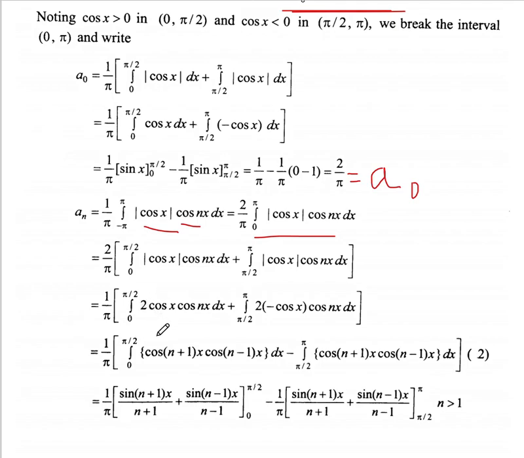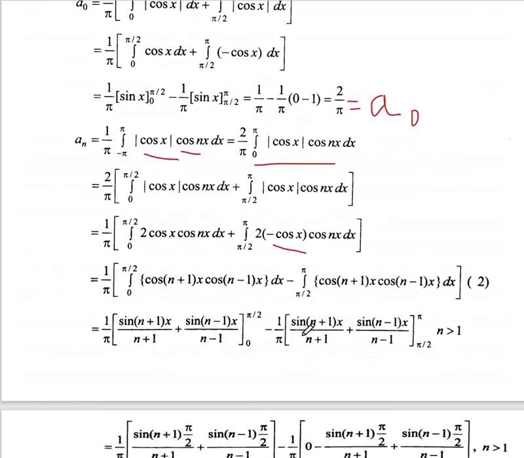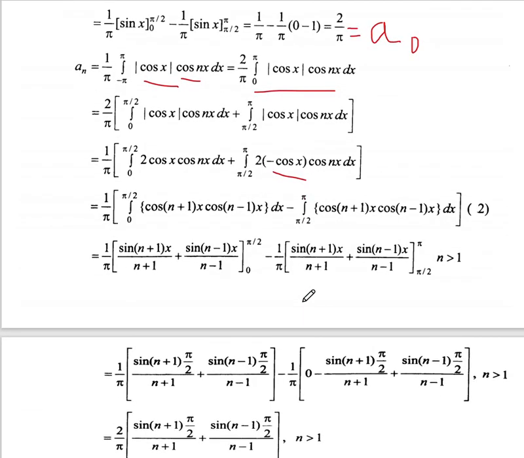So 1 upon pi, integral of this term from 0 to pi by 2, can be written as cos x cos nx. Here these two can be taken inside the integral. We can write 2 cos x cos nx dx, plus the integral from pi by 2 to pi, again taking these two inside the integral, 2 minus cos x cos nx. Minus cos nx means x is negative here, for the negative value of x in the interval.